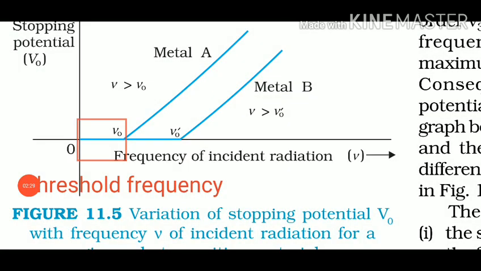When the supplied nu is greater than nu naught, only then will electrons be ejected. Similarly for metal B, as you can see, nu naught dash is the threshold frequency for metal B, and only when the supplied nu is greater than nu naught dash will metal B allow its electrons to be ejected out.